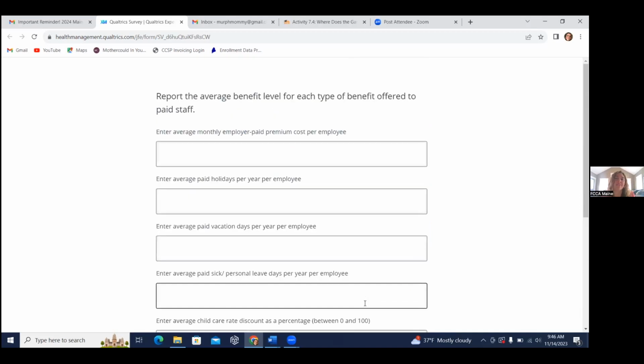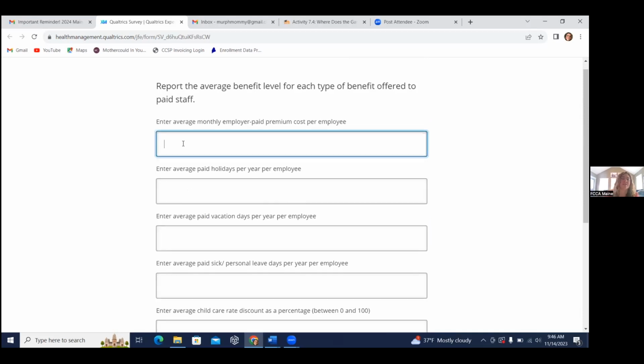Okay. Report the average benefit level of each type of benefit offered to paid staff. Enter average monthly employee paid premium. Oh yeah, so now we offered health insurance. I have no idea how much they would pay for health insurance. I know how much public schools paid of my insurance, but okay, so we have 12. So if I put 800, I mean, it's a dummy. So we're just gonna write 800. Well, it's per employee too. Oh God. Okay. So you're not spending $800 a month per employee. So let's say 100. Sure. Okay. I don't know. It's a lot of money.